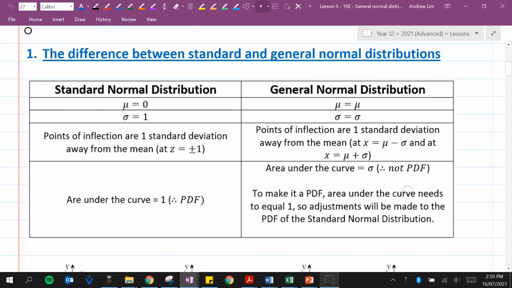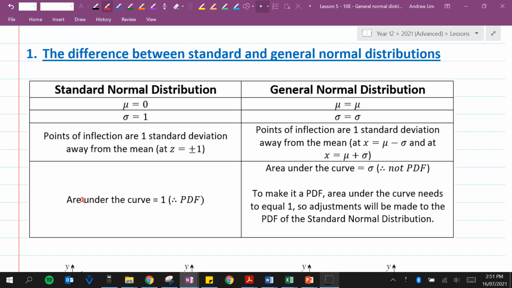So let's have a look at the first part of today's lesson: the difference between standard and general normal distributions. In a standard normal distribution, the mean is 0, the standard deviation is 1, and points of inflection are 1 standard deviation away from the mean, so at z equals plus or minus 1. And that should say the area under the curve is equal to 1, and therefore it is a probability density function.